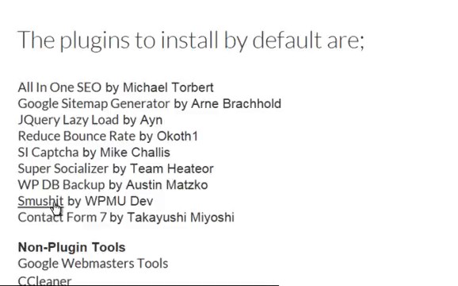What Smushit does is it crunches and shrinks all the images that you upload into your site, into your blog posts and pages. It crunches them down to make them smaller, again to make your site load faster. Contact Form 7, this is probably the most popular contact form plugin. You're going to need this at least on your contact page. You may have numerous other pages or contact form elements that you want on your site.